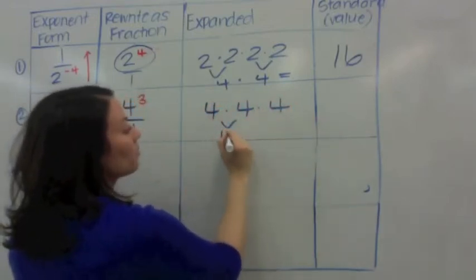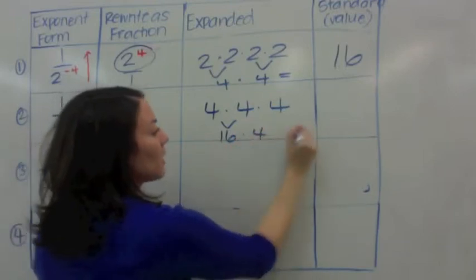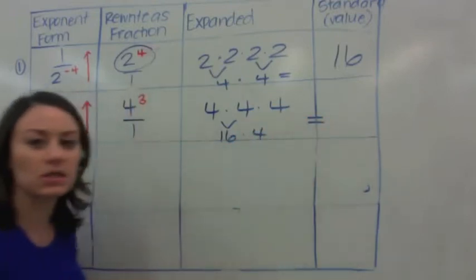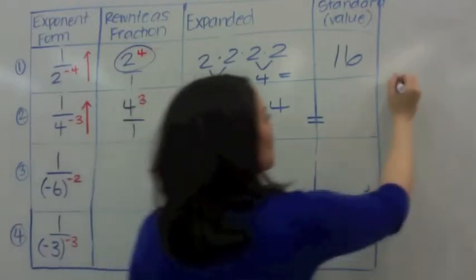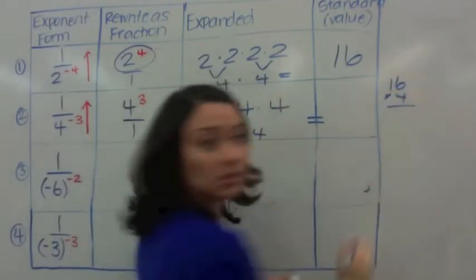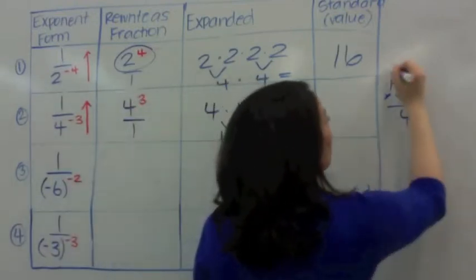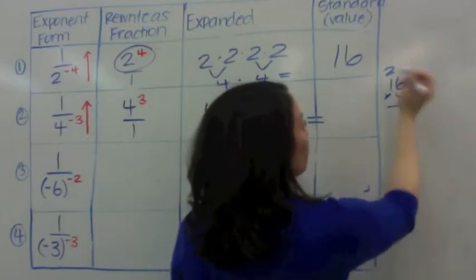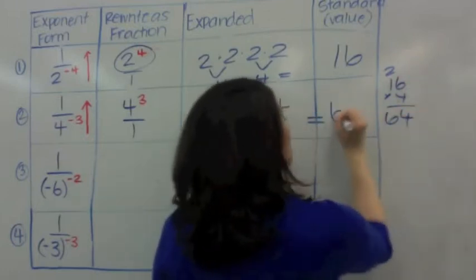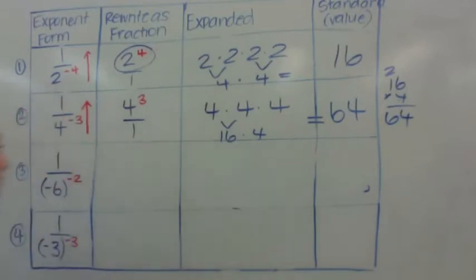Well, 4 times 4 is 16. What's 16 times 4? Remember from last week? What is 16 times 4, my friends? 6 times 4 is 24. 4 times 1 is 4 plus 2 is 6, so 64. Remember that? Okay.